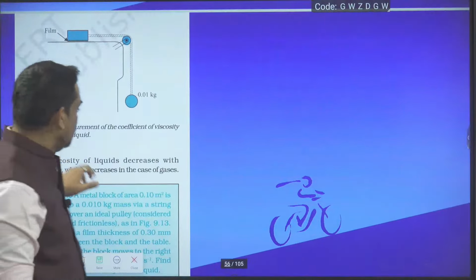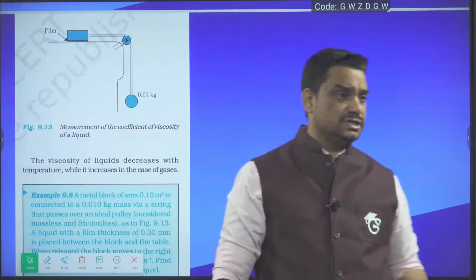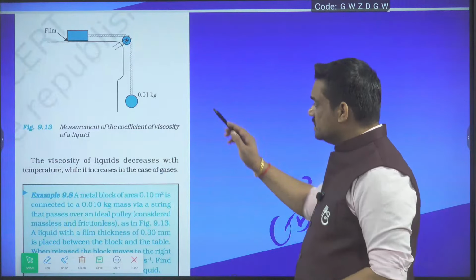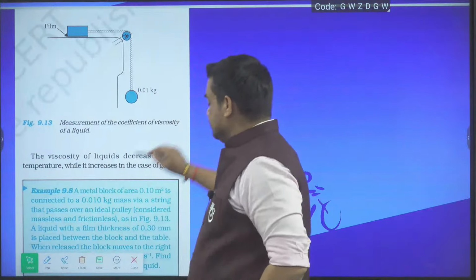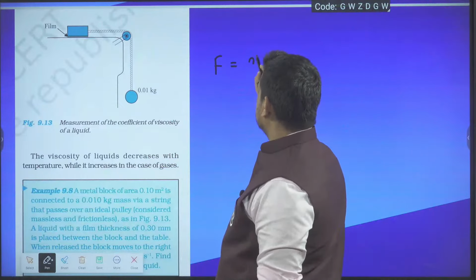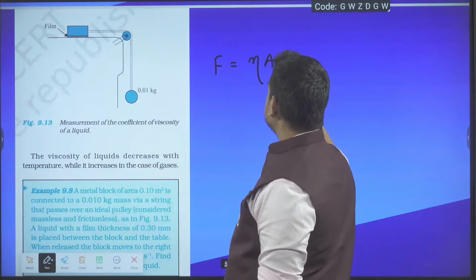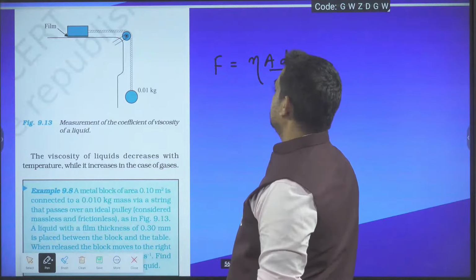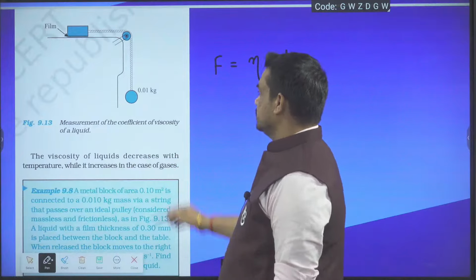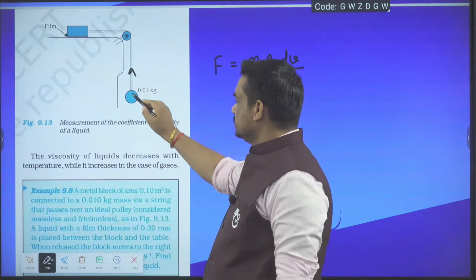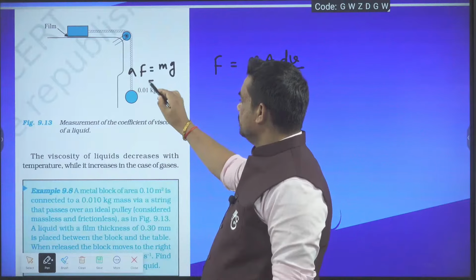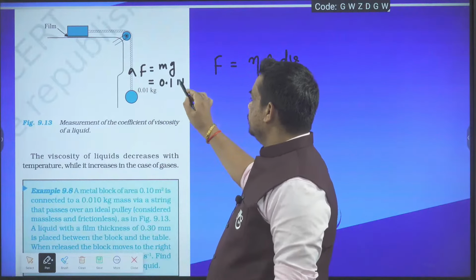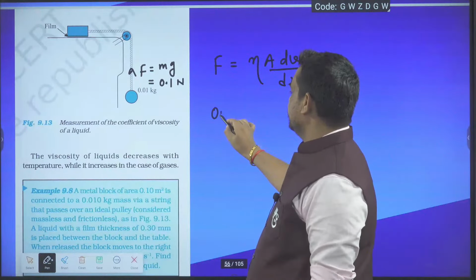This is the question on viscosity. Only a single question is taken here. This is the diagram. We know we have to use the formula F equal to eta A dV by dx. How much force is there? This is the force basically. So we can say this force is going to be mg. So mg basically here becomes how much? 0.1 Newton. So the force is 0.1 Newton here.